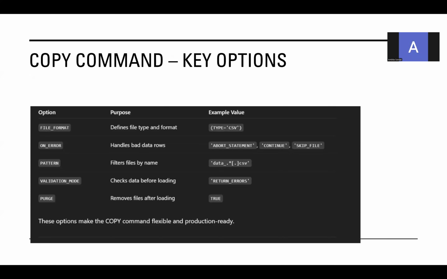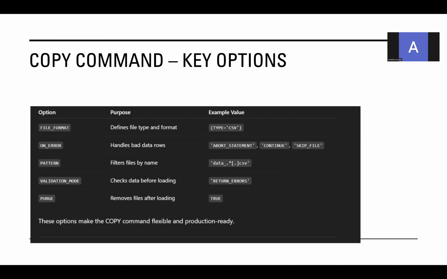So, difference between the copy command parameters. File format defines the file type and the format. Type is CSV file. On error handles the bad data rows: abort statement, continue, skip file. These are the three parameters you can give for the on error. Pattern is to filter the files by name, that is .csv. Validation mode checks data before loading and returns errors.